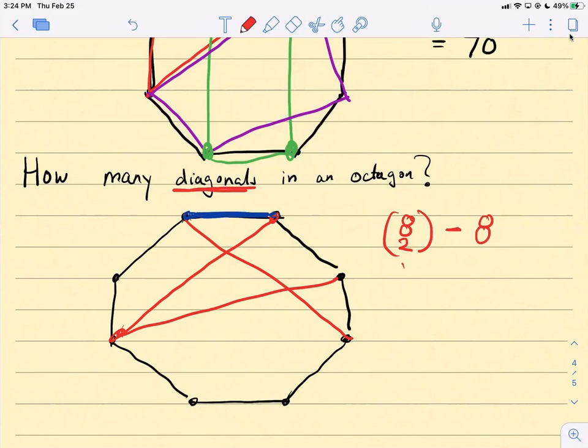And then 8 choose 2 is 8 times 7 over 2 times 1, minus 8. And this becomes 28 minus 8, which is just overall 20 diagonals. Okay. Any questions? Well done, Diana and Dimitri. Thank you. Any questions on this one?